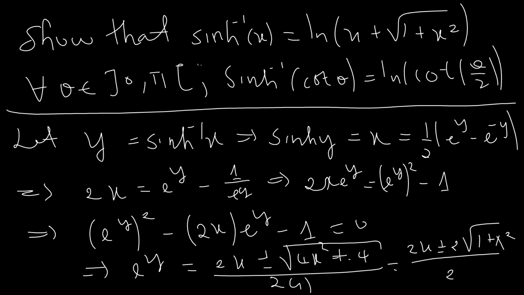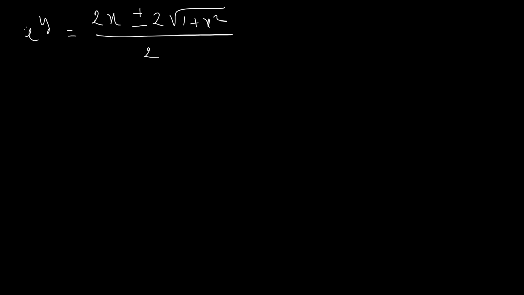All right, so from there, let us see what we have. So we have that e to the y is equal to 2x plus or minus the square root of 1 plus x squared. No, we have 2 there. Oh, sorry about that. So e to the y is equal to 2x plus or minus 2 the square root of 1 plus x squared, all divided by 2, which will give us x plus or minus the square root of 1 plus x squared. Voila, this is what we have.